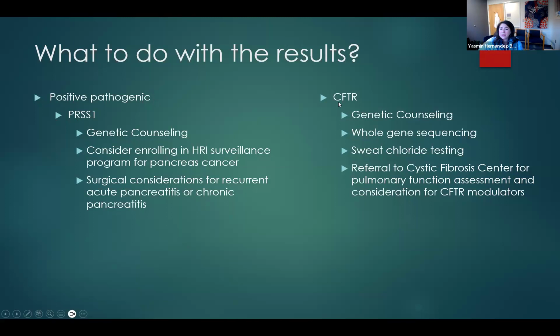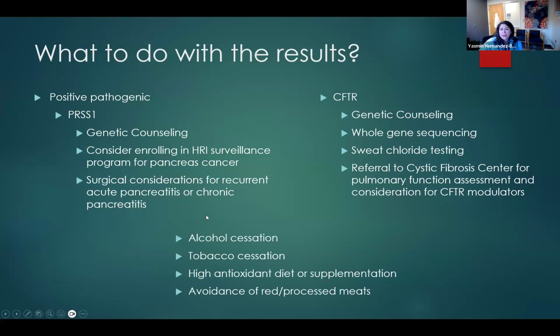For patients that have a CFTR mutation, my approach to managing them is also to refer to a genetic counselor. I will often have the cystic fibrosis team do full sequencing of the CFTR gene, because in the last few years, there are multiple CFTR modulators that can actually be used to manage cystic fibrosis. And so I want to determine if they qualify for one of those medications. And then I always refer them to the Cystic Fibrosis Center for pulmonary function and to determine if they can be treated with CFTR modulators. And then with all patients, alcohol cessation, tobacco cessation, high antioxidant diet, and avoidance of red and processed meats.